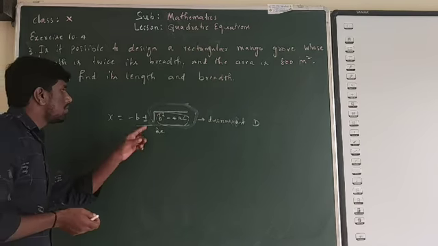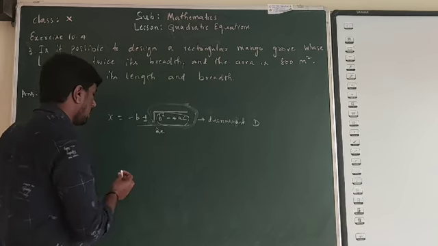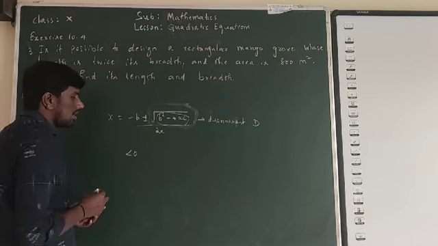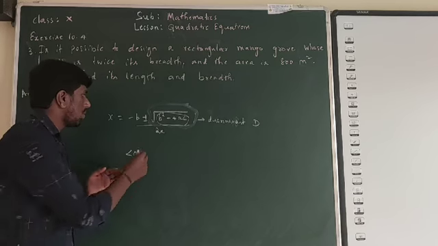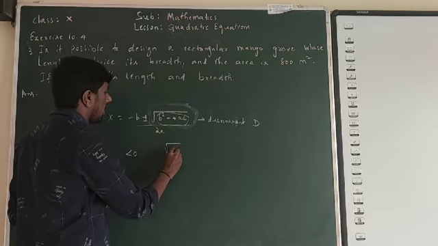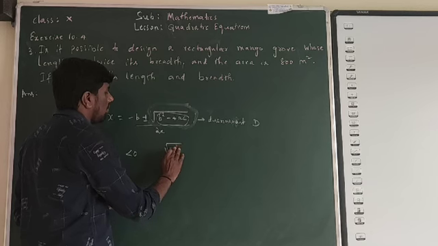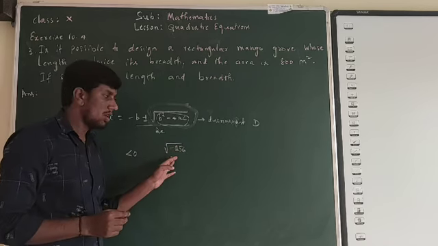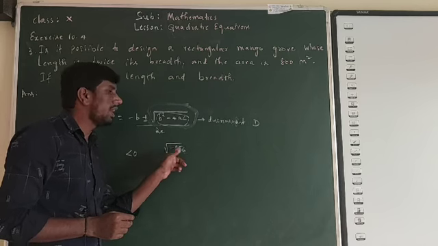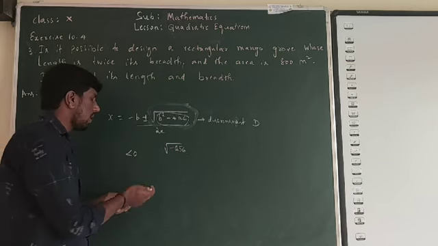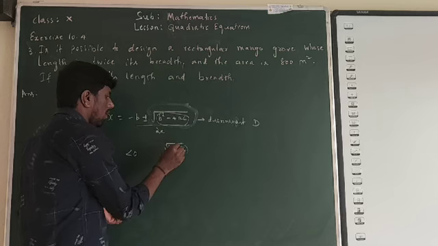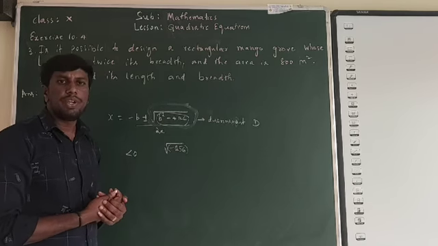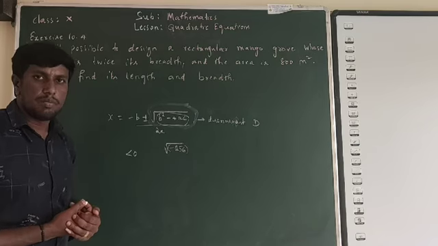This b square minus 4ac is called the discriminant. If that value is less than 0, that is a negative value. Suppose inside the square root we are getting minus 256. Do we have a square root for negative numbers? Obviously, we don't, right? That is what we have learned in our earlier classes.